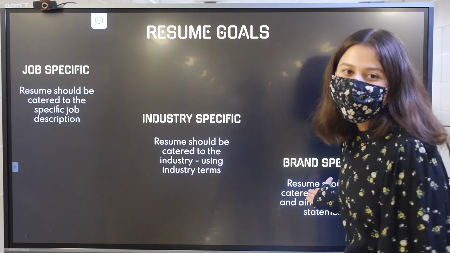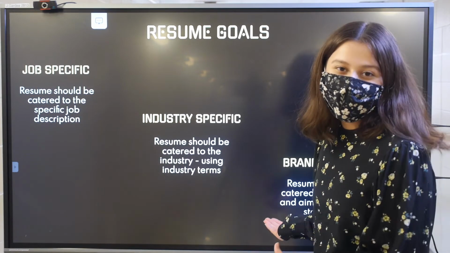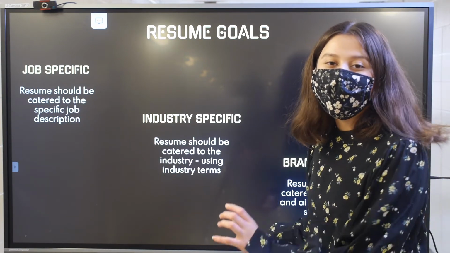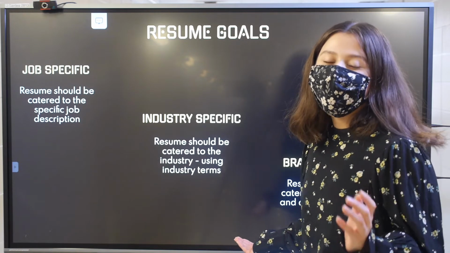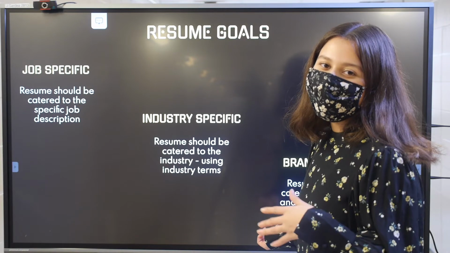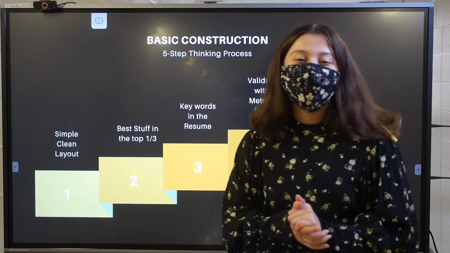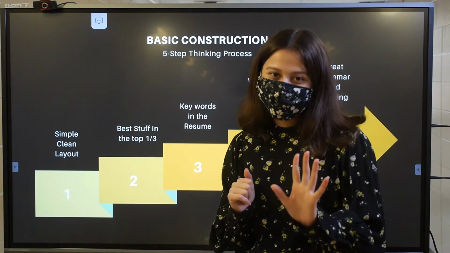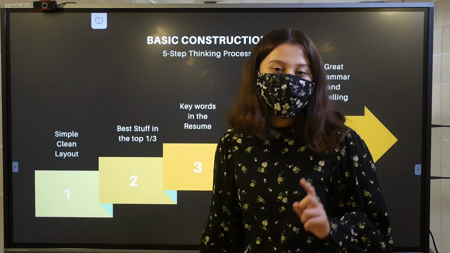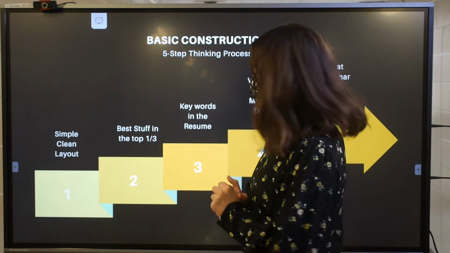Now we're going to be brand specific. We're going to aim our resume towards their mission statement. We're going to use keywords that will match theirs because our resumes get scanned, so we're going to use the keywords that they have so that it can perfectly match it. We're going to do all of this in 5 basic steps. The first step is the simple, clean layout of our first resume that we're going to build.